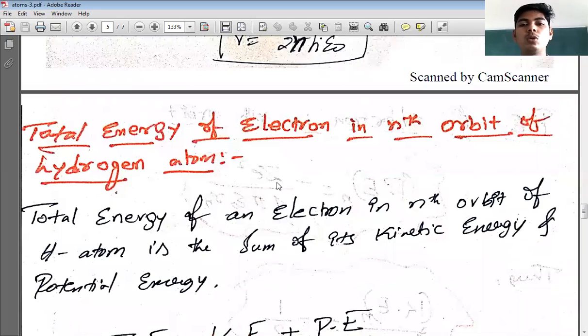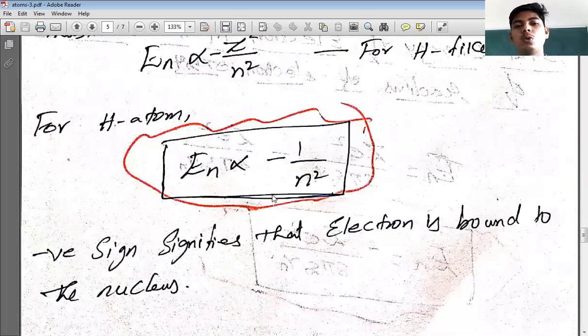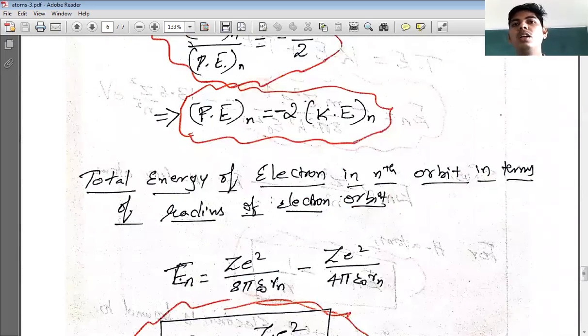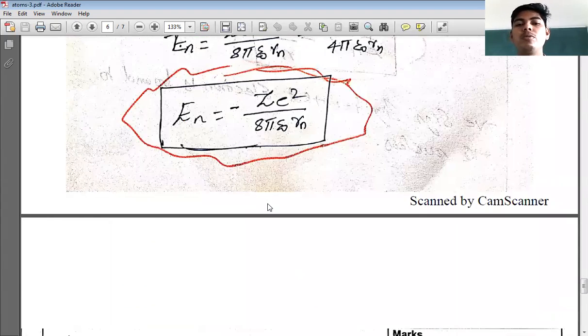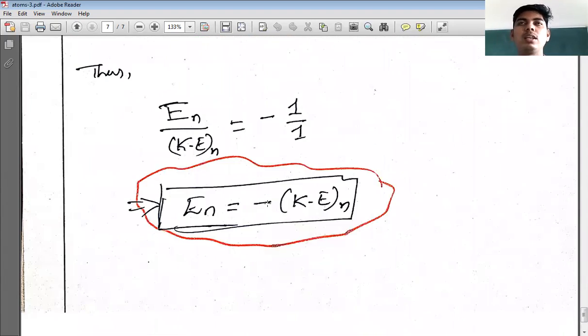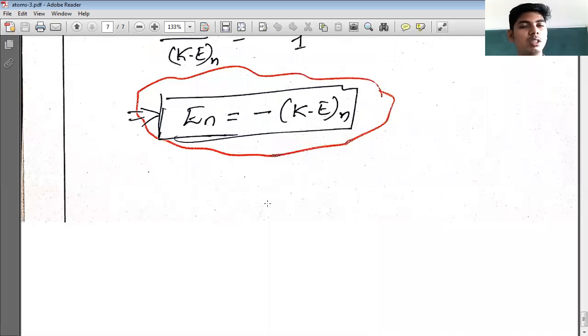Look at these proportionalities. In the next class we'll discuss about total energy of the electron, relationship between kinetic energy and potential energy of electron, relationship between total energy and kinetic energy of the electron. Once this is done, this topic will be finished. After this we'll start solving the MCQ.